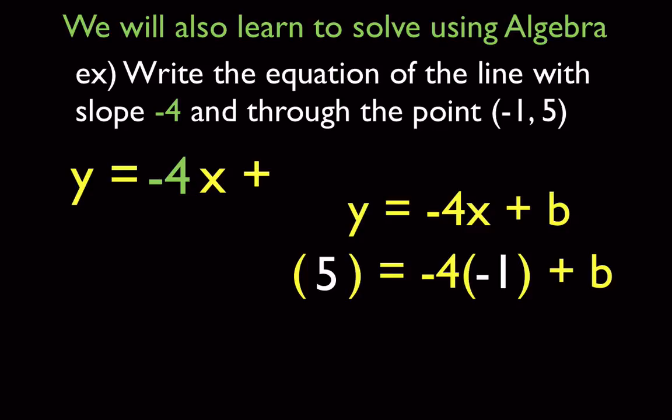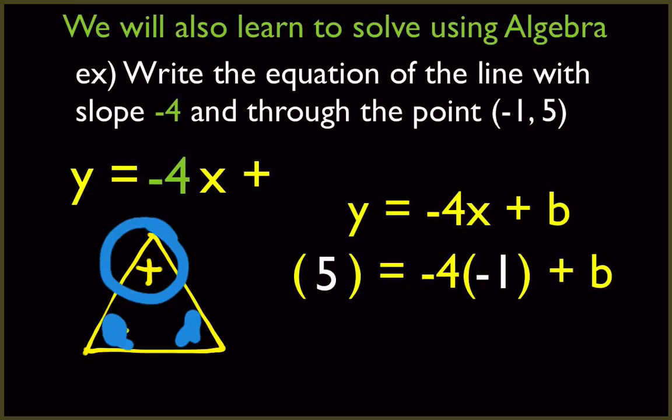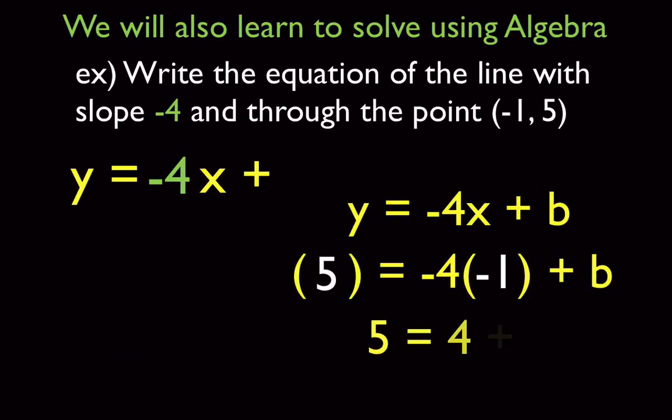Okay, next we're going to go ahead and simplify. So what we have here is 5 and then -1 times -4. Remember, I showed you guys the triangle. When you're multiplying or dividing negatives, you make a little triangle like this, and you cover up the 2 things that you have. In this case, we have a -1 and a -4. The answer that's left over is the sign of the answer. So we end up with 5 equals 4 positive plus b.